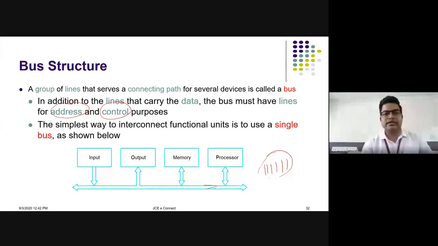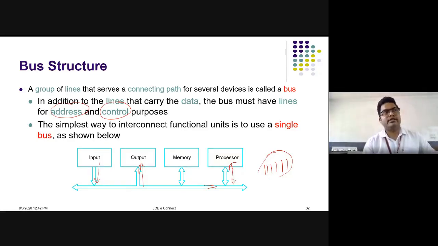Now you can check the arrows. Input is taking only the input. It is reading only, not writing. So the arrow is only in one direction. Output is also only in one direction. In memory, you have to do both operations. You have to read from the memory and you need to write onto the memory. So both directions. A processor also reads from the memory and gives back the output, so both directions. The directions are important. So that is the bus structure.